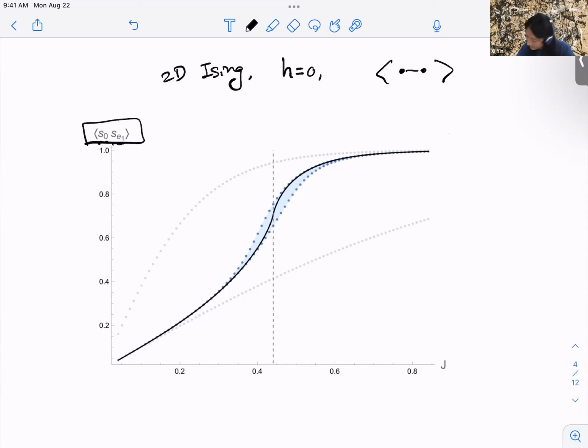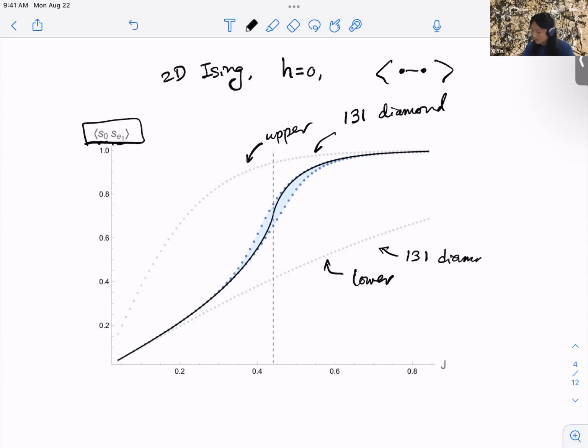Not surprisingly, this is, for example, the upper bound. This will be a lower bound. For this dotted gray line, this is based on the 131 diamond. So this is a very, very small diamond, and from that 131 diamond, you can get this very crude bound, which is non-trivial, but if that's all you got, it will not be very impressive. But it turns out that if you go to the 13531 diamond, you already get a much tighter bound, which are these blue dots for the upper and lower bounds I've shown here.